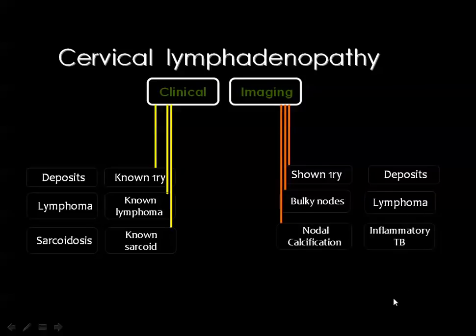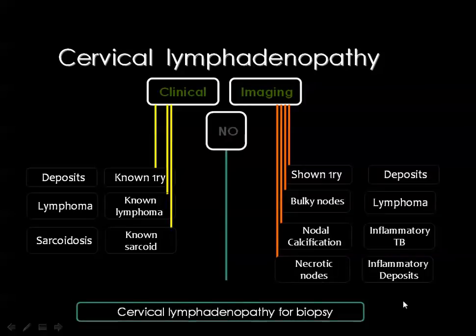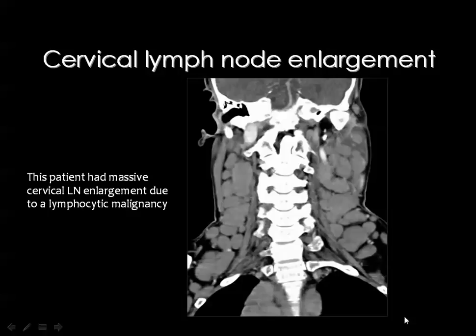If imaging shows nodal calcification, consider infection, particularly TB. And necrotic nodes can be due to inflammatory lesions and can also be secondary to metastatic deposits. If there is no clinical or imaging finding to support one of these diagnoses, then you just say that I see cervical lymphadenopathy and I recommend lymph node biopsy.